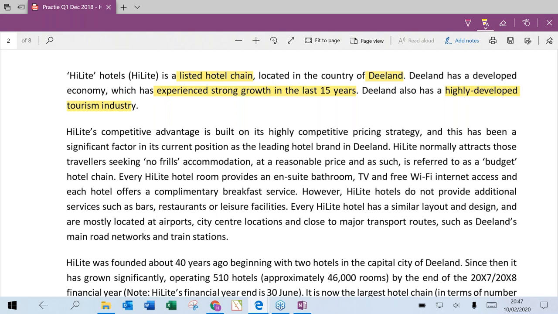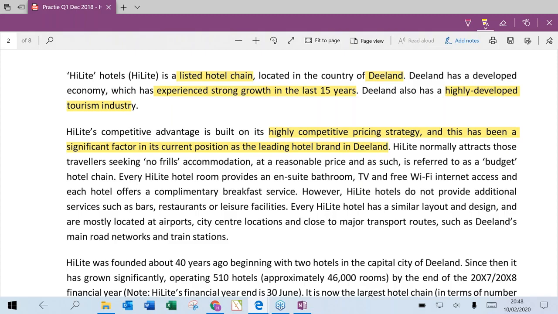Highlight's competitive advantage is built on its highly competitive pricing strategy. And this has been a significant factor in its current position as the leading hotel brand in D-Land. Very, very important, I think. They are a leading hotel brand, and the most significant factor is their competitive pricing strategy. Interesting. Highlight normally attracts those travelers seeking no frills accommodation at a reasonable price and as such is referred to as a budget hotel chain. So we are a budget hotel. So no frill strategy. That means we compete based on low price.